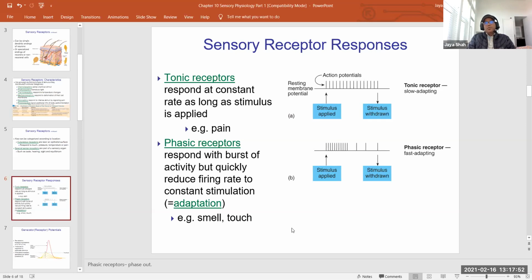Another example, you buy a new bathing soap and you apply it the first time on your body, you can smell it well, but if you use the same soap for a month, you'll not smell it the same way. These are all examples of phasic receptors.